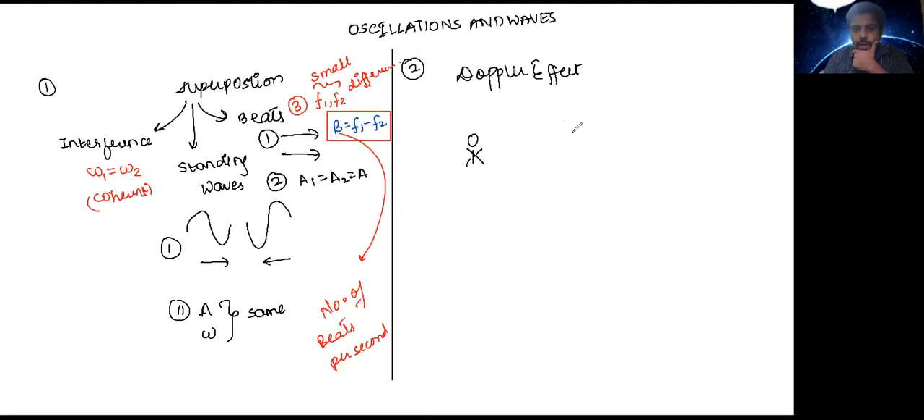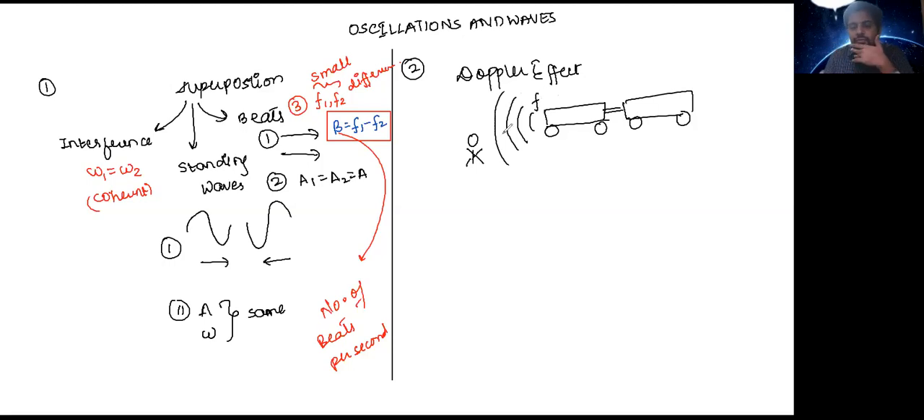Let's say when you're standing on a platform, and you see that the train is blowing its whistle as it is approaching, or coming towards the platform. You would notice that if the train is blowing a horn of frequency F, the frequency which will be heard by you will be F dash. When I say F dash, it means that the frequency heard by the observer is different from the frequency which was emitted by the source. So I'm denoting the letter O to denote the observer, whereas S is for source.